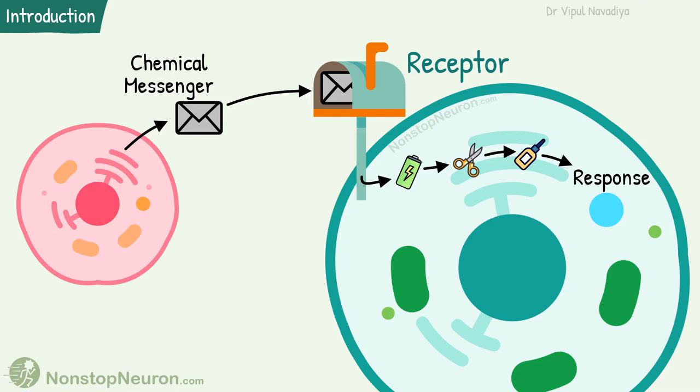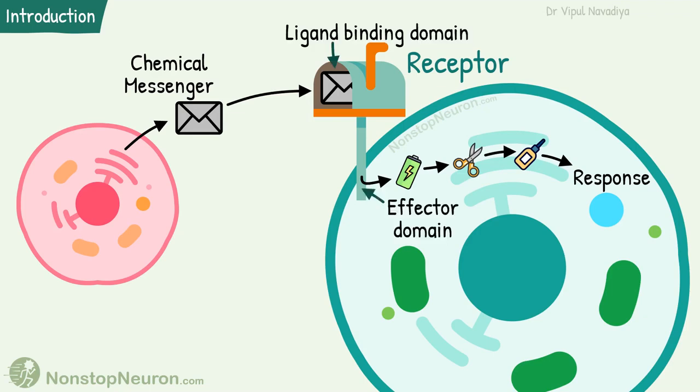Accordingly, receptors have two domains: a ligand binding domain that recognizes a specific ligand molecule, and an effector domain that undergoes conformational changes that produce some downstream effect. So this is the general theme with all the receptors.